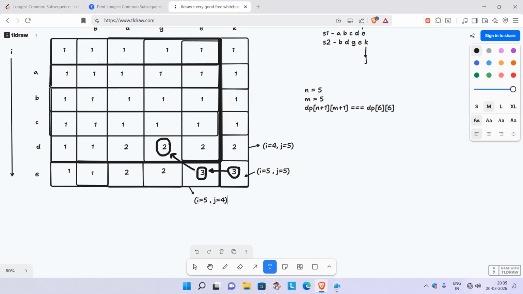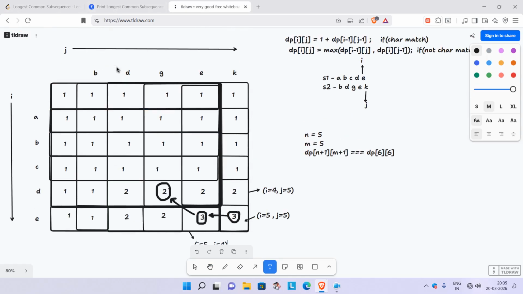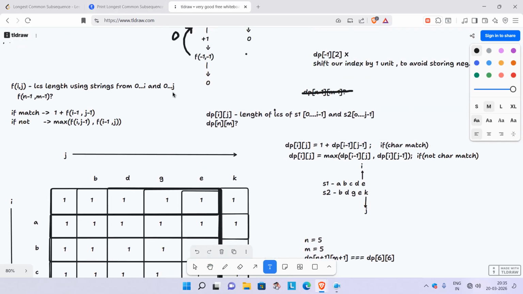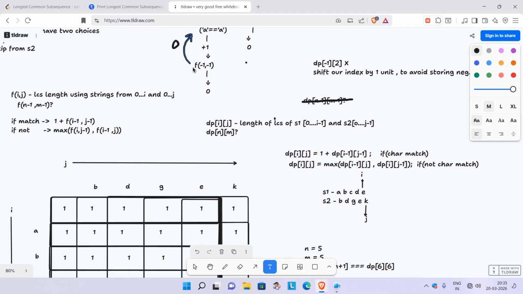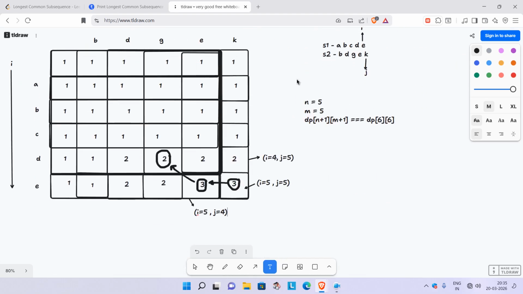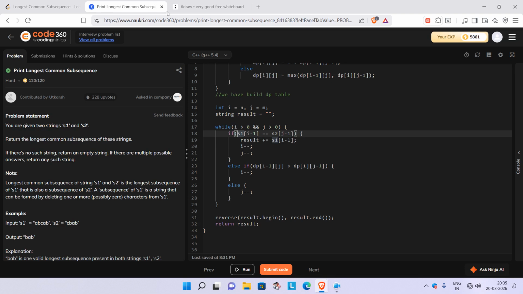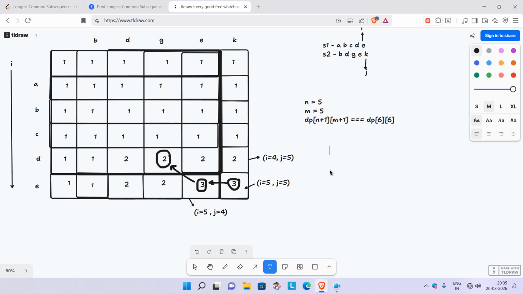You know very well that if it exits any of the boundary, we also see in the recursive solution if i and j become minus 1. So similarly in this question, if our i becomes 0 or j becomes 0, that means we are not able to find any more of the common subsequence there.